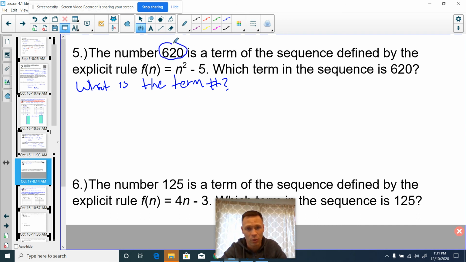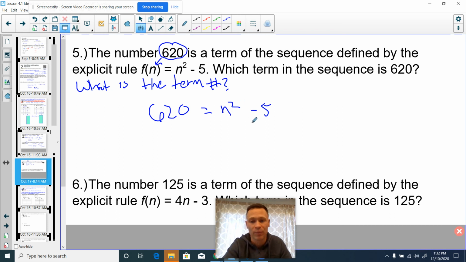We take the 620, but instead of substituting in for n, it goes in for f of n. And it's not like in parentheses like we were doing before. It's literally wiping out all of f of n, and that 620 goes in that place. So 620 is then equal to n squared minus 5. And now I just have to solve this for n. And when I solve it for n, I will know where this number appears in the sequence. I will find the term number.